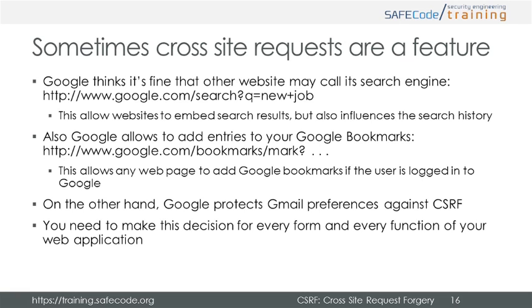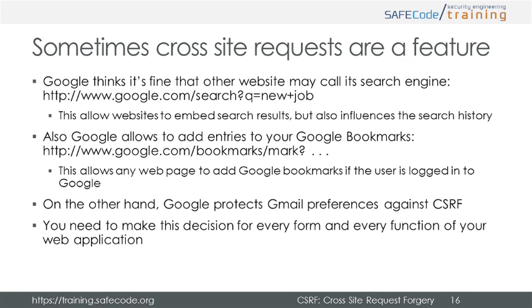Google, for example, allows cross-site requests to its search engine. Therefore, any website can include Google search results. With the search engine being a public interface, you may believe this does not carry side effects. However, if you allow Google to record your search history to adapt future search results, cross-site requests may spoil the history. This could allow other websites to influence which results Google shows you in the future. Similarly, Google allows other websites to add bookmarks to registered users' bookmark lists.